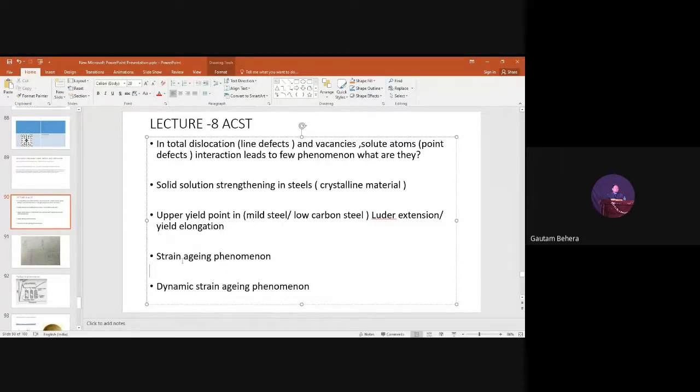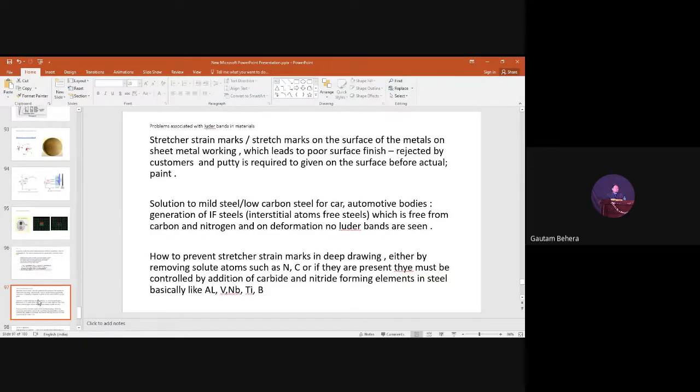So that means, you understand, we'll give a strain to the material, we'll deform the material plastically, then after some time we will unload the material. There will be no load on the material after deforming it plastically. Then I will allow the material to remain at a relatively low temperature for a few hours, some minutes, like that. So that will give rise to a strain aging phenomenon. So what is exactly that? We'll see.